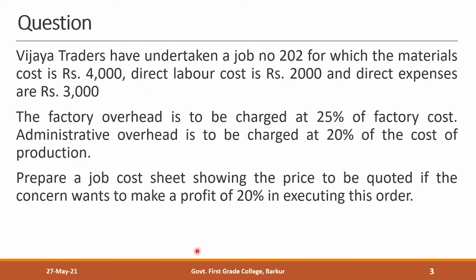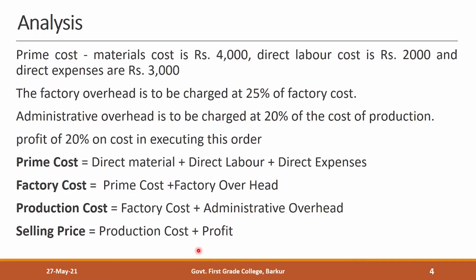I think it's not given. It's 20% in executing the order. Sorry, the word cost should be removed here. So production cost plus profit margin.